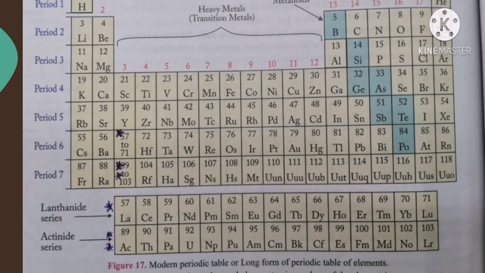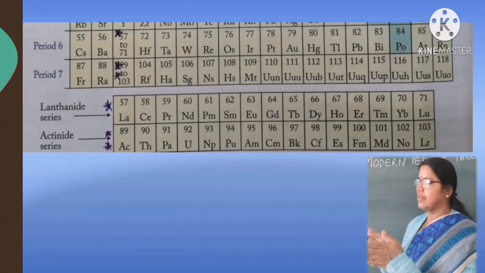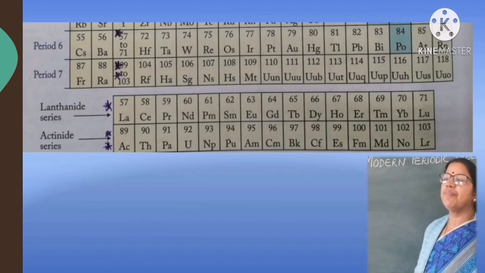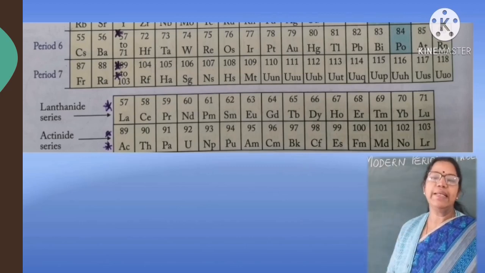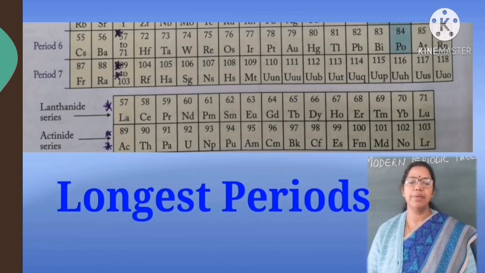Likewise, if you see the 7th period, third group, with 2 star marks, at the bottom of the periodic table with 2 star marks, it is written as the actinoids. All these 14 elements of actinoids are also placed in the 7th period. So altogether there are 32 elements in the 7th period. That means the 6th and 7th periods have 32 elements each, and with these 32 elements, these two periods are known as the longest periods of the modern periodic table.